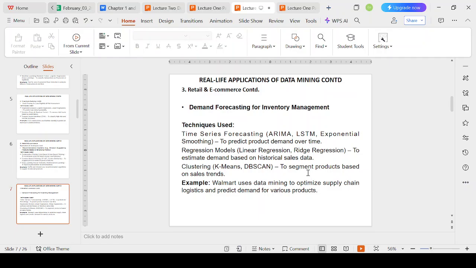Demand forecasting for inventory management. Techniques used: time series forecasting, ARIMA, LSTM, exponential smoothing to predict product demand over time. Regression model, linear regression to estimate demand based on historical sales data. Clustering, K-means and DBSCAN to segment products based on sales trends. Example, Walmart uses data mining to optimize supply chain logistics and predict demand for various products.